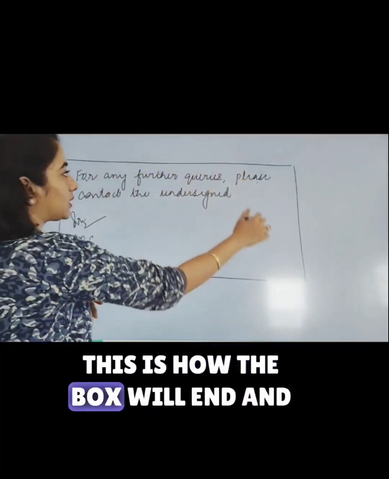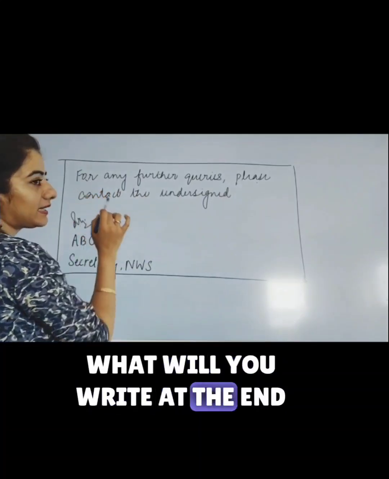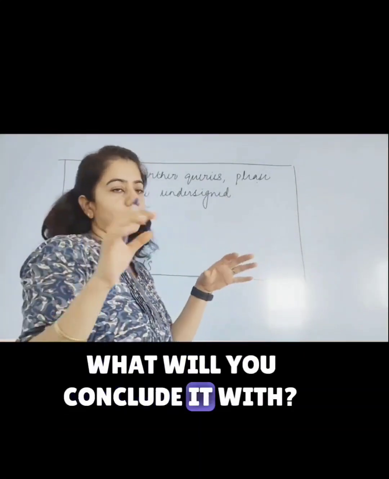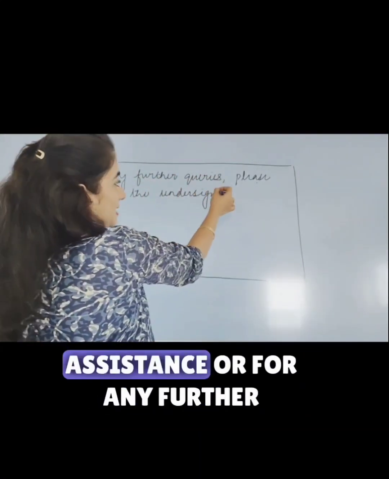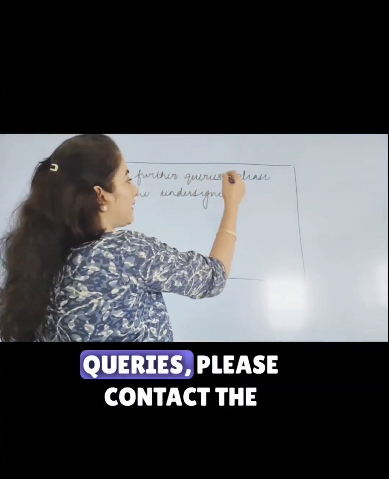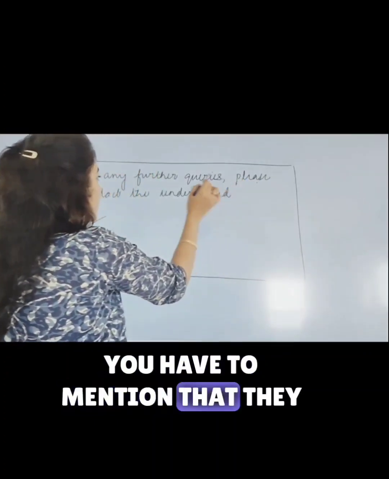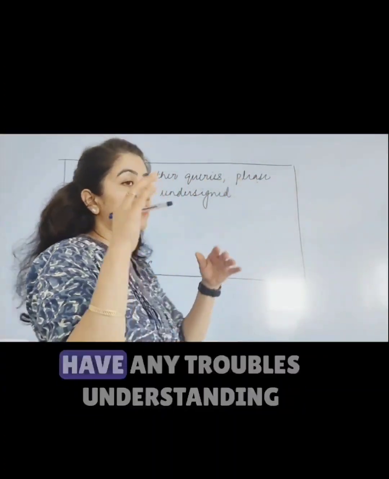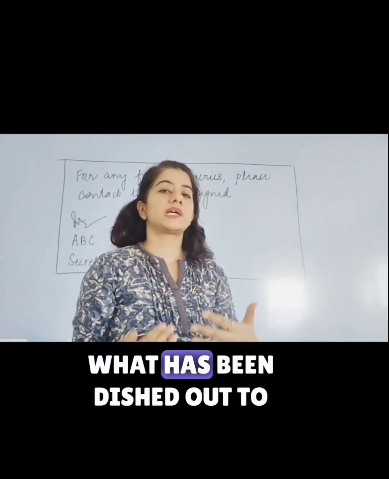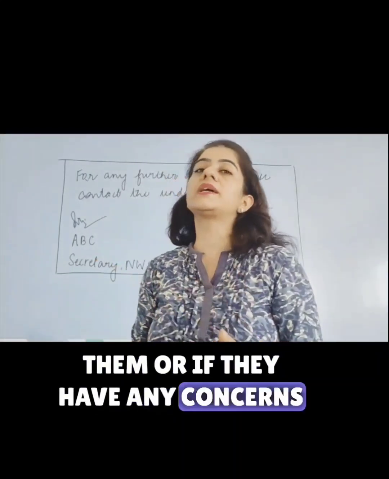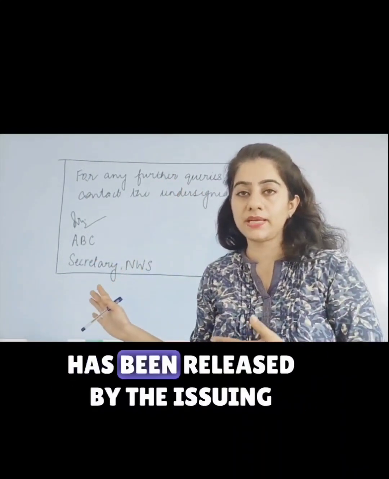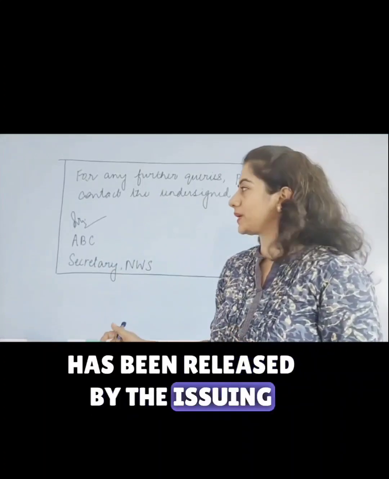This is how the box will end, and what will you write at the end? What will you conclude it with? You will say, for any further assistance or for any further queries, please contact the undersigned. You have to mention that they have to contact you in case they have any troubles understanding what has been dished out to them, or if they have any concerns with respect to the notice that has been released by the issuing authority.